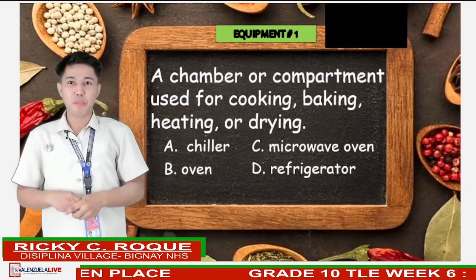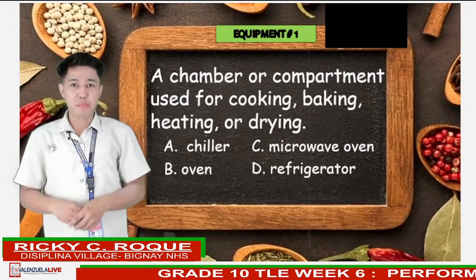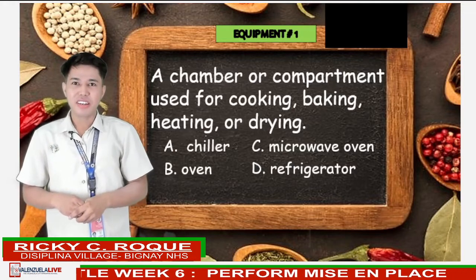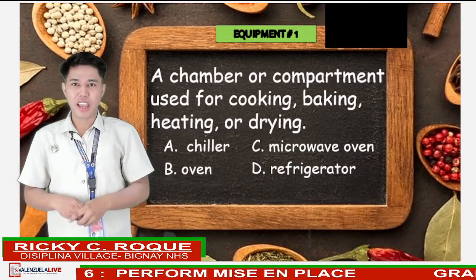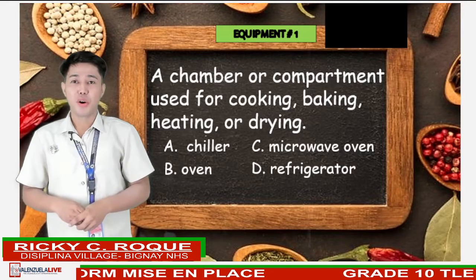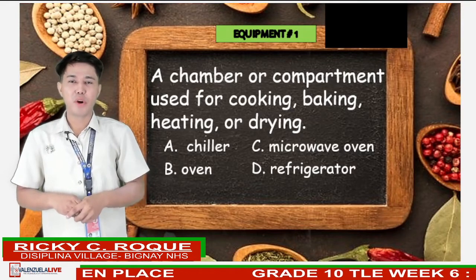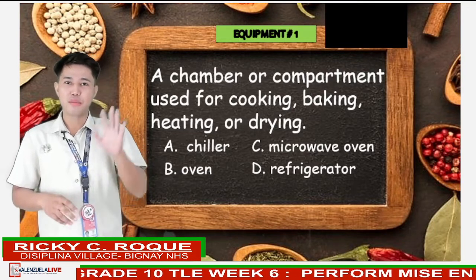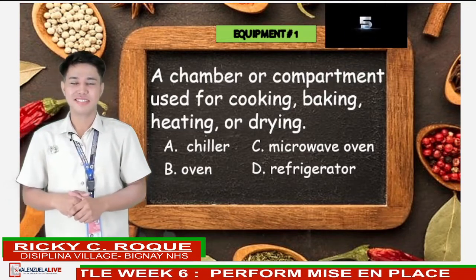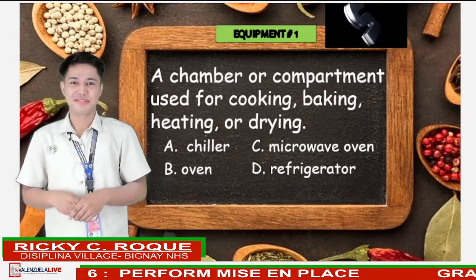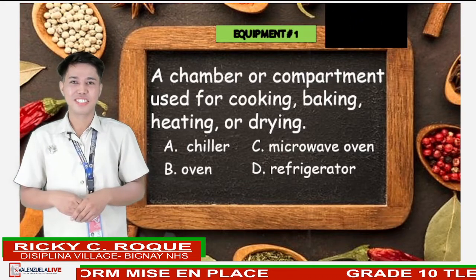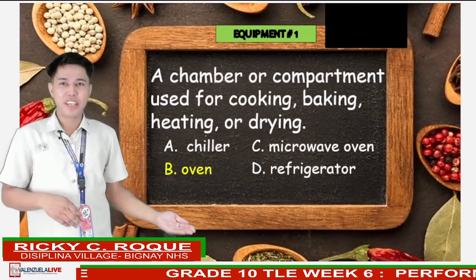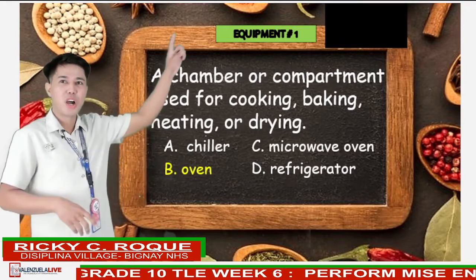Okay? Equipment number 1. The question for equipment number 1 is a chamber or compartment used for cooking, baking, heating, or drying. A. Chiller. B. Oven. C. Microwave oven. Or letter D. Refrigerator. You have your 5 seconds. Wonderful. The correct answer is letter B. Oven.